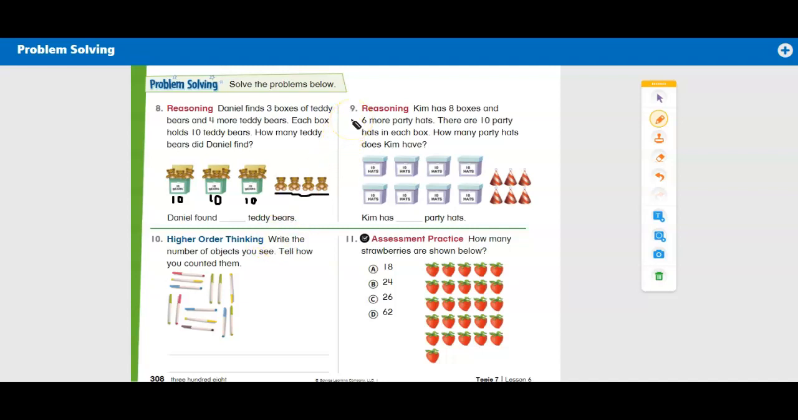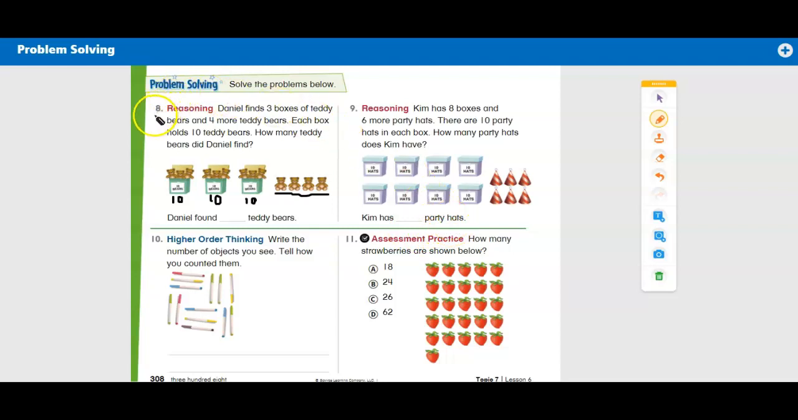Number 9 says, reasoning. Kim has 8 boxes and 6 more party hats. There are 10 hats in each box. How many party hats does Kim have? Then write your answer below. Kim has blank party hats.